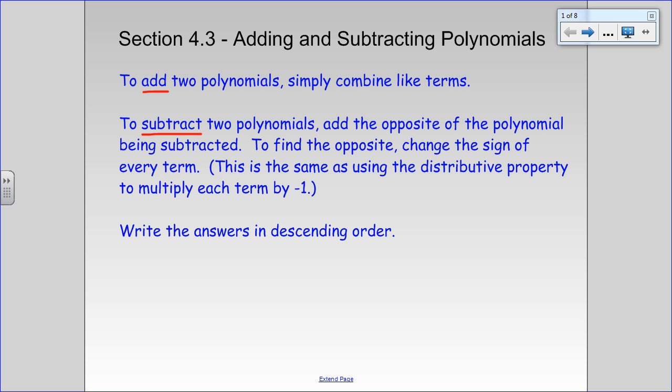To find the opposite, we change the sign of every term. This is the same as using the distributive property to multiply each term by -1. Remember that when adding and subtracting polynomials, we should write the answers in descending order.